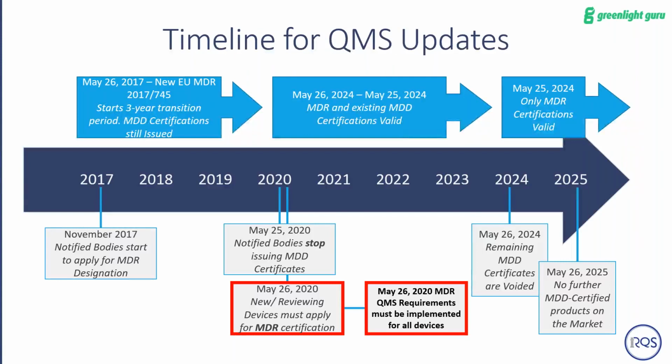In regards to the quality system, even though there is this grandfather period for actual devices and meeting those requirements, all of the quality system requirements have to be implemented by May 26, 2020. So that's really the focus of what we're doing today. Your audit after May 26, 2020 is going to be to MDR. So if you have CE, your quality system is going to be audited to MDR.